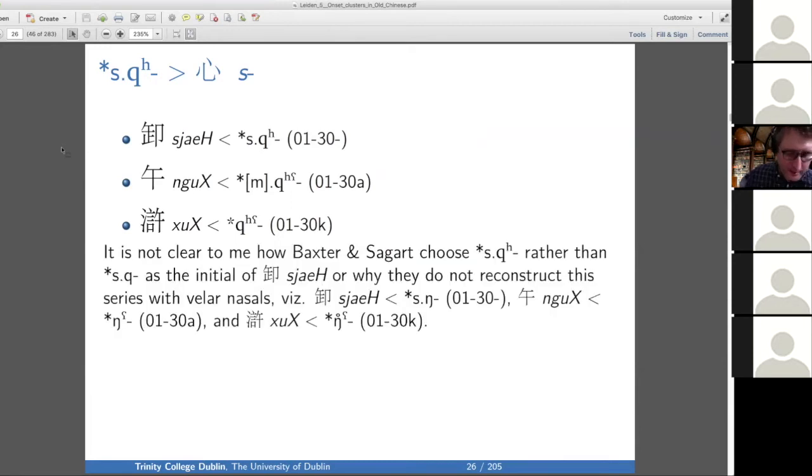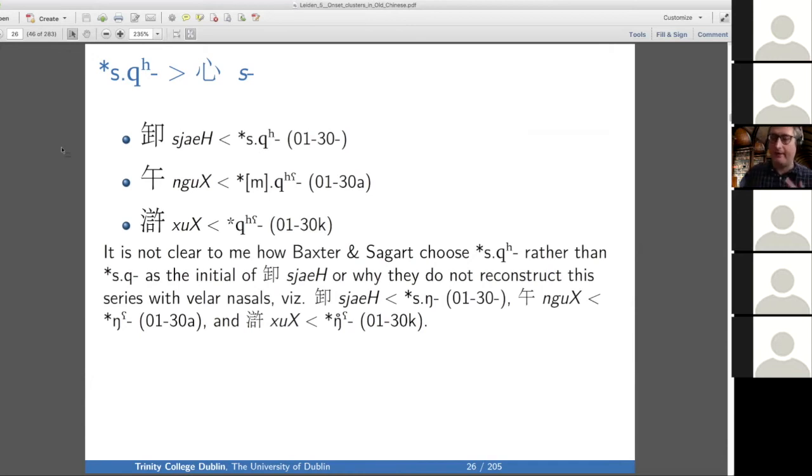another example where we have a uvular series, but with an S word in it. And in this case, it's not clear to me why they choose aspiration rather than without aspiration, or why they don't reconstruct this series with velar nasals, because you can have a velar nasal origin of both the velar fricative and, of course, the velar nasal, right?